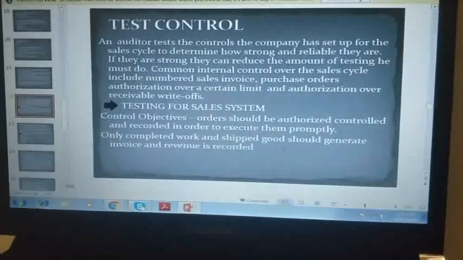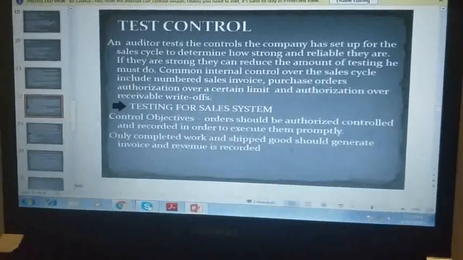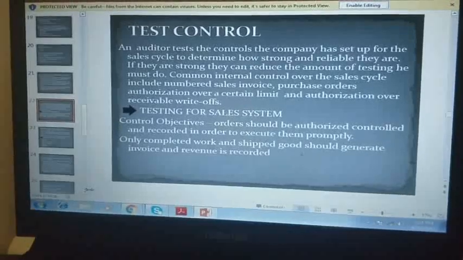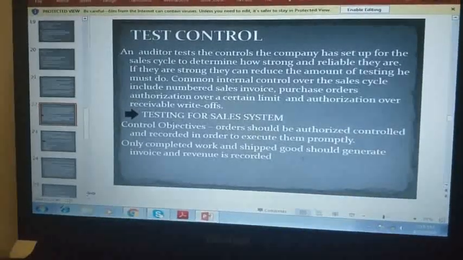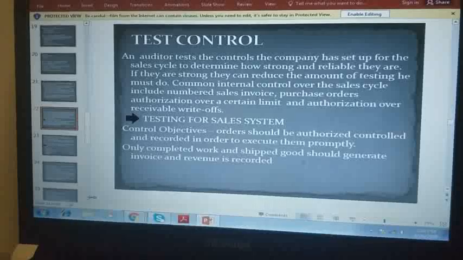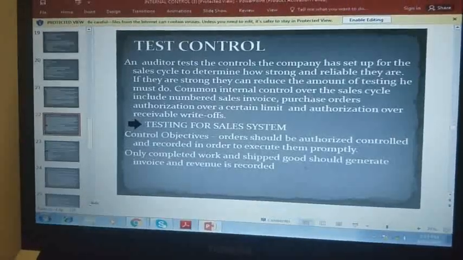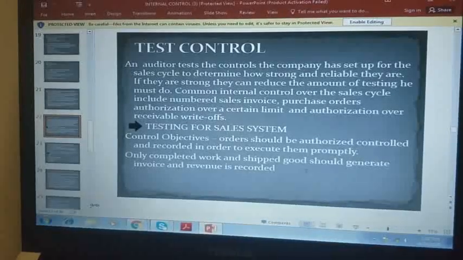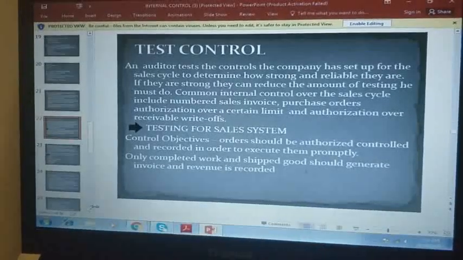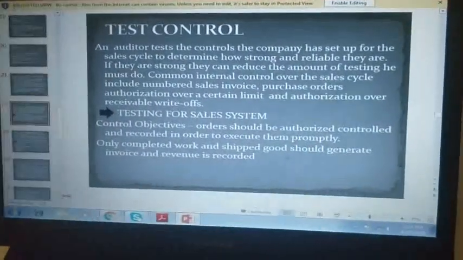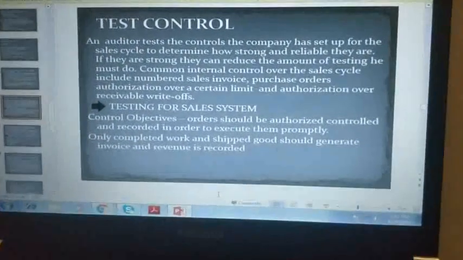But here you also have to know that common internal controls over the sales cycle include numbered sales invoices. Then you also take into consideration purchase order authorization over a certain limit, and authorization over receivables and write-offs.